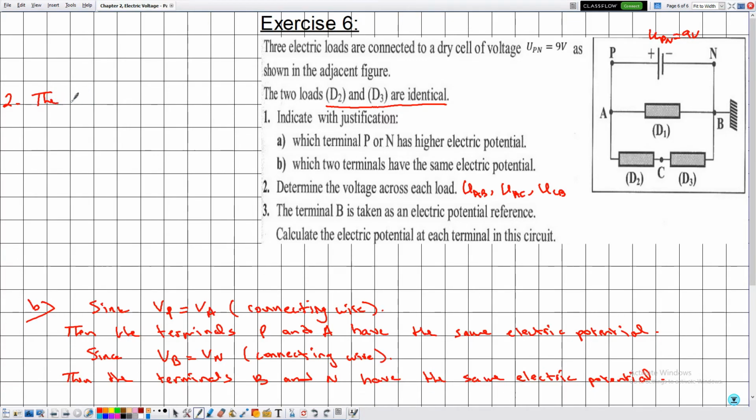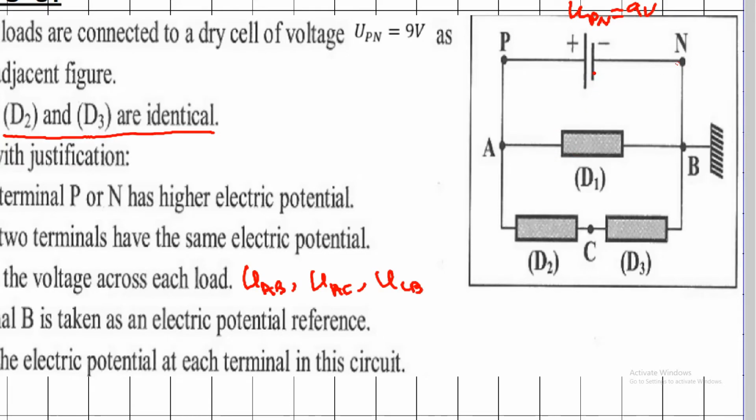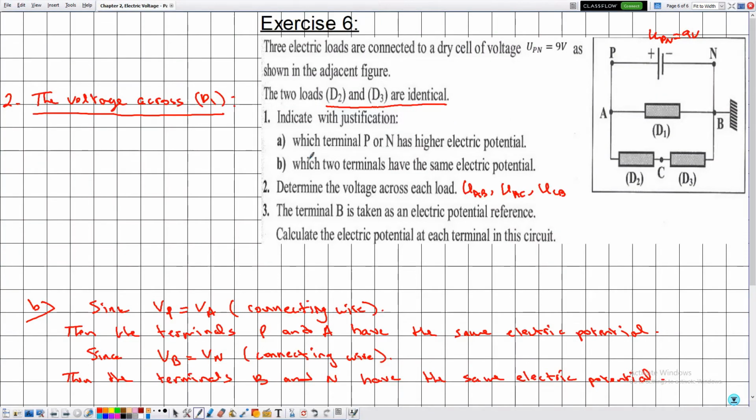So the voltage across D1, which is given by UAB. We can say that D1 is in parallel with the battery, so they have the same voltage according to the law of uniqueness of voltages. But another elegant way to calculate it is using the law of addition of voltages. So apply the law of addition of voltages.